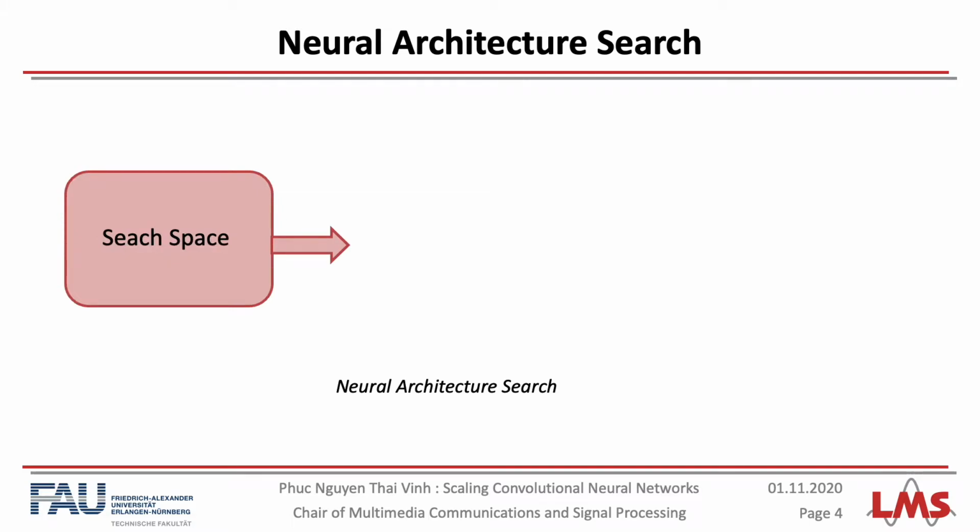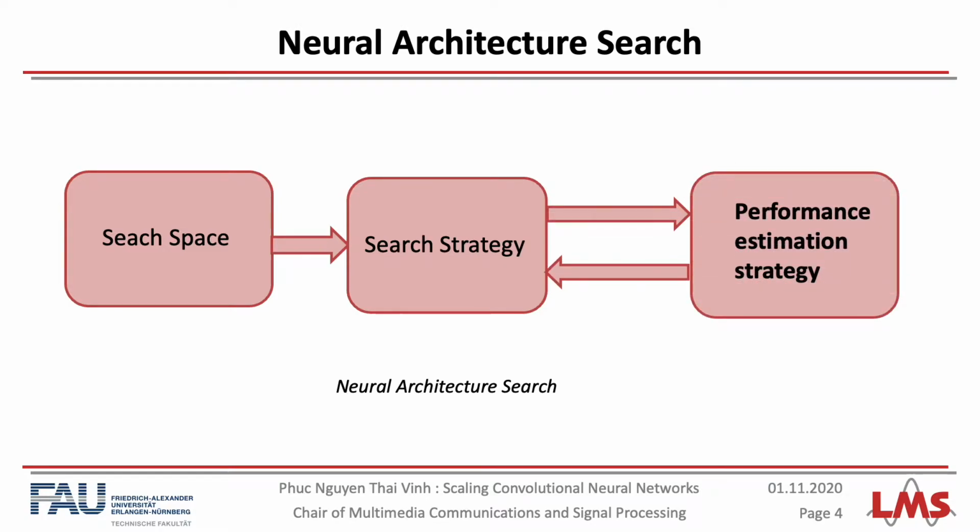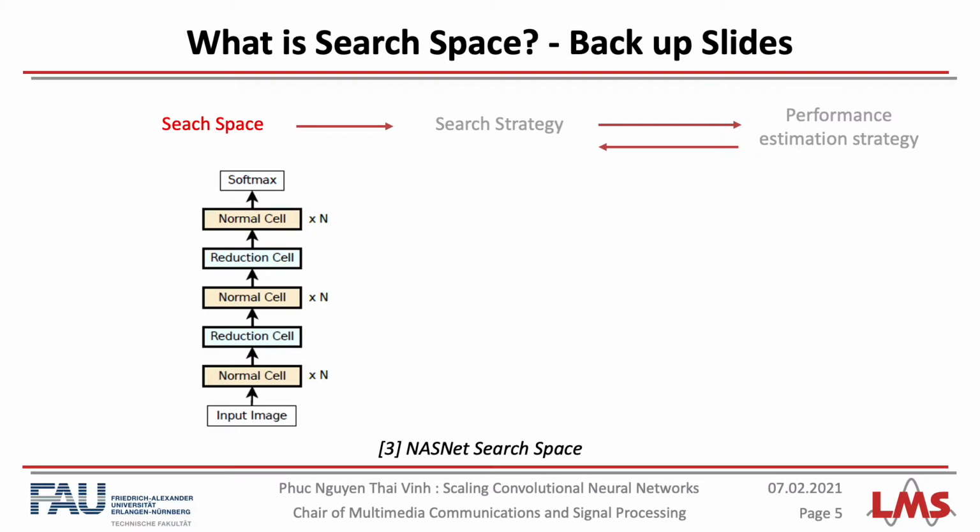And here is the search space. Here is the search strategy. From the search space, they use an algorithm to pick an architecture, and then based on the estimation strategy, or a metric like accuracy, we evaluate the architecture picked from the search space to choose the best model, the one with the best performance. So what is the search space?